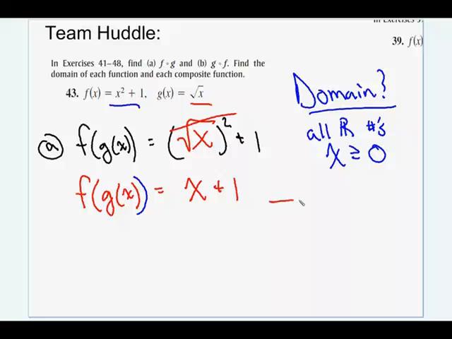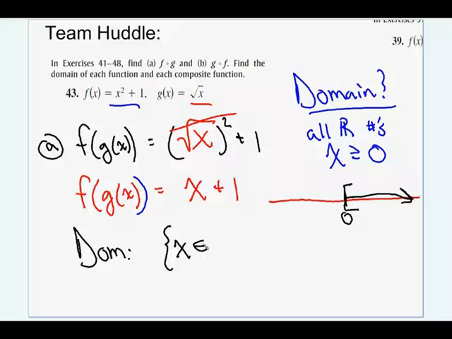So if we think about the overlap, here's our number line. The set of all real numbers is the whole number line. And the second restriction, our inner function's restriction, is x must be greater than or equal to 0. So where those domains overlap is the domain of the composite function. So for f compose g of x, our domain is going to be x is an element of the real numbers such that x is greater than or equal to 0. Positive numbers only.